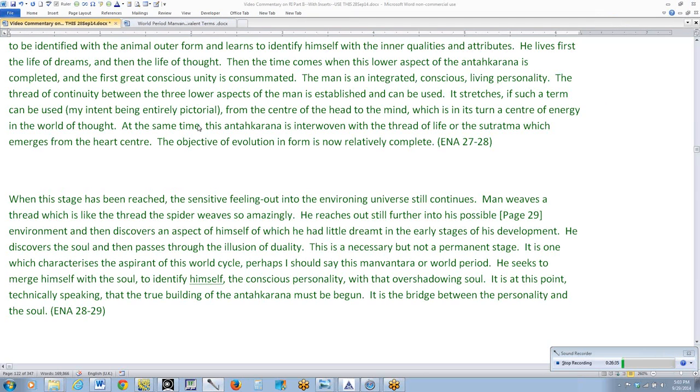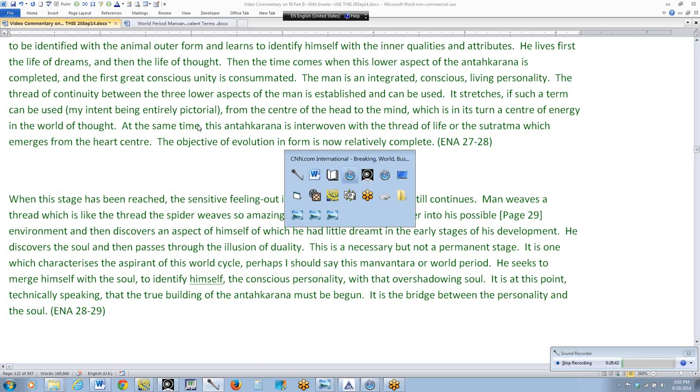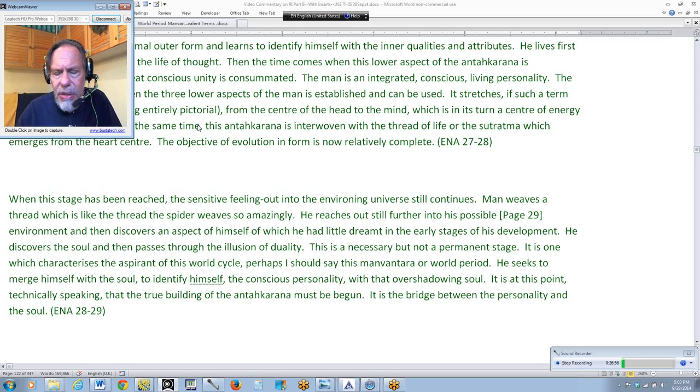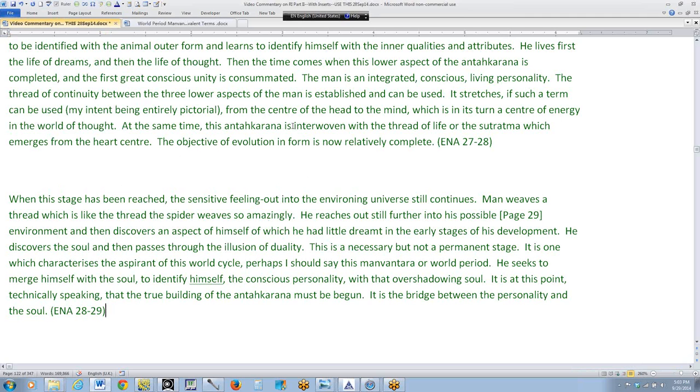Now I will continue here. You know, this is from Education in the New Age, and as I've examined this, I've seen that Alice Bailey and the editors, maybe the Tibetan too, have brought forward from Education in the New Age into Rays and the Initiations quite a bit of what was said in Education in the New Age. This last paragraph, see, we have here that the Antahkarana is interwoven with the thread of life, or the Sutratma, which emerges from the heart center. So this is why we have for man a kind of a dual life and consciousness thread.